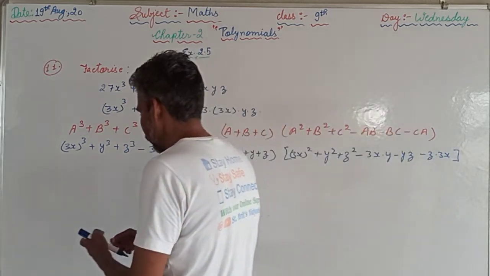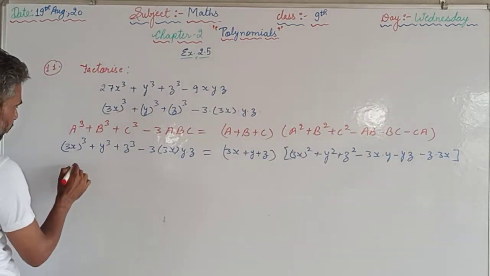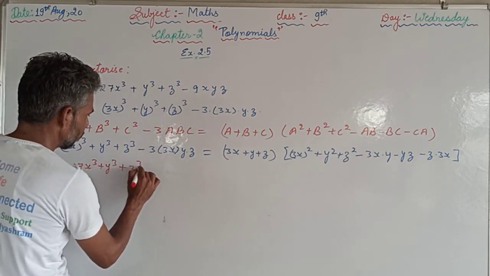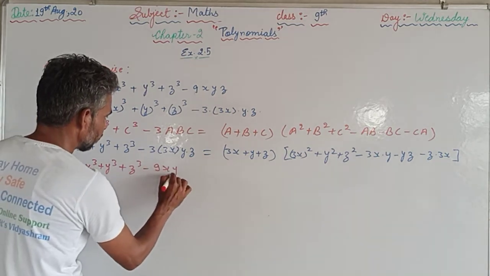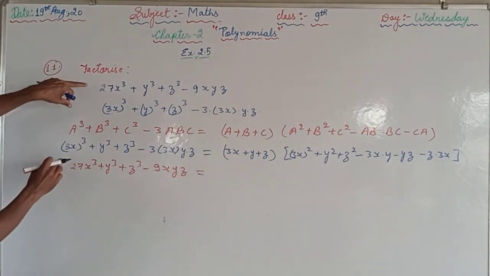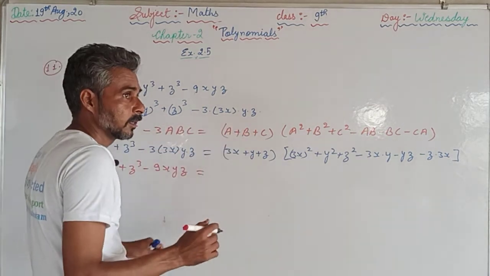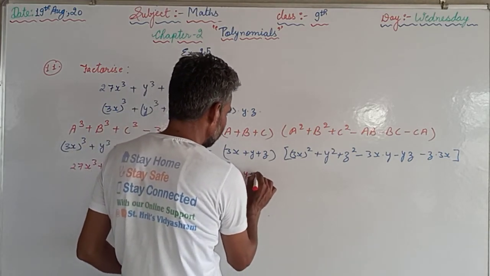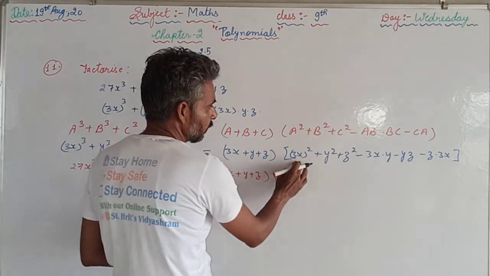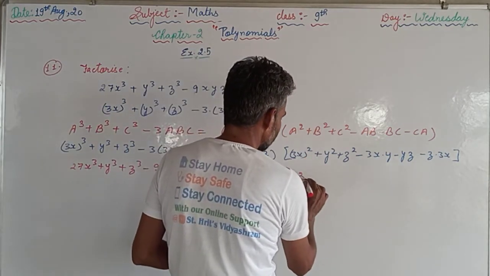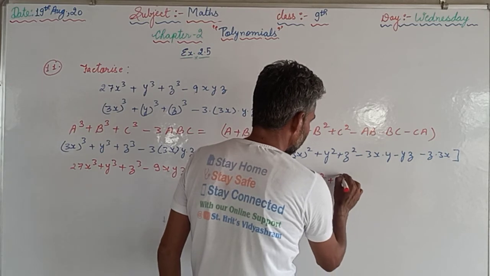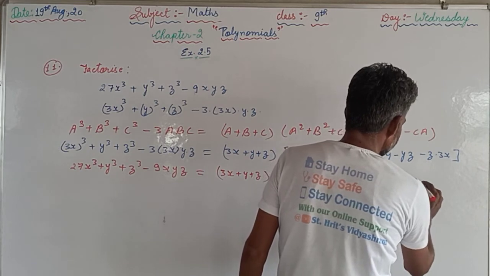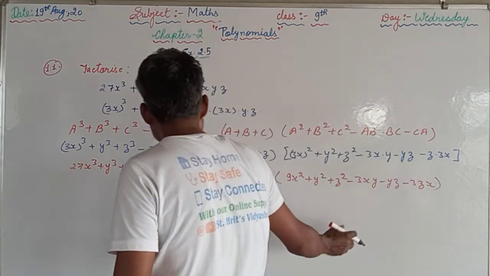So from here we got (3x) whole cube, that is 27x cube plus y cube plus z cube minus 3 3s are 9xyz, meaning we got the same thing which we have to factorize. Now how to factorize? The answer will be on this side: (3x plus y plus z) and in the second bracket 3x square, meaning 9x square plus y square plus z square minus 3xy minus yz minus 3zx. Now this has been factorized.